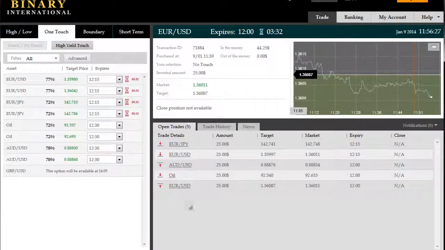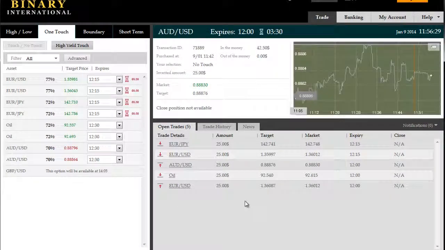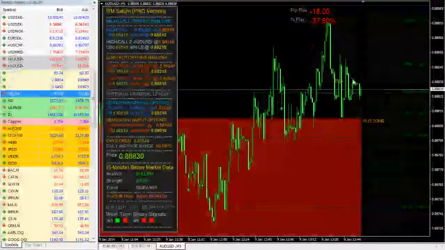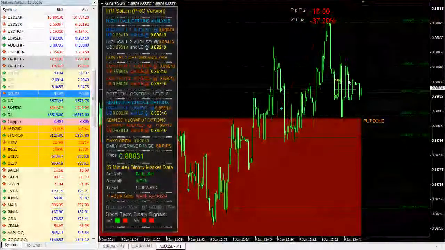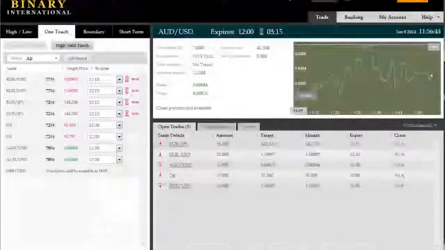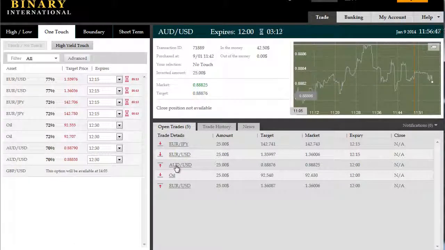We then executed an AUD USD signal, again a no-touch, because we had a signal from ITM Saturn indicating that the price is falling. We had weak bearish probability, and at the time the signal was generated, this fall had been predicted. Taking that into consideration, we went in and executed a no-touch option on the AUD USD.